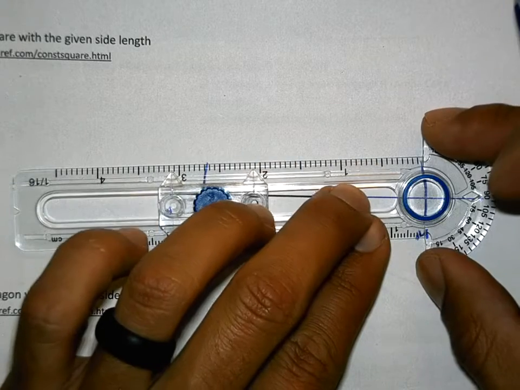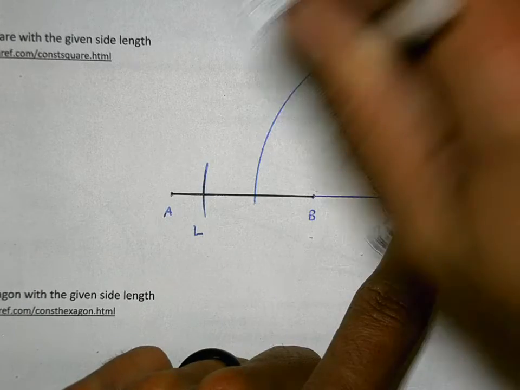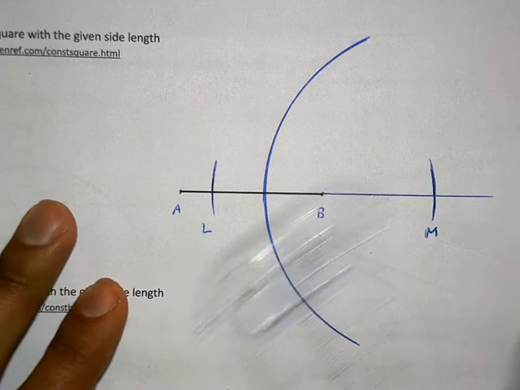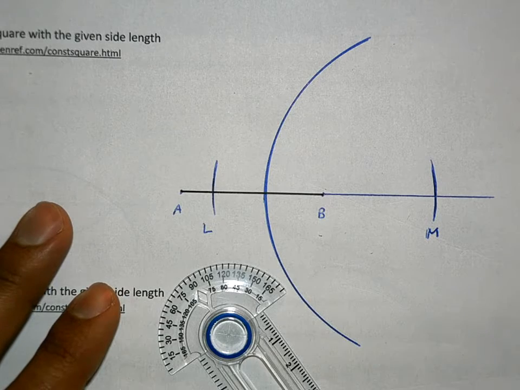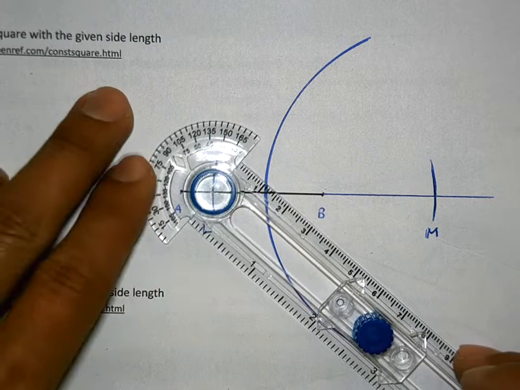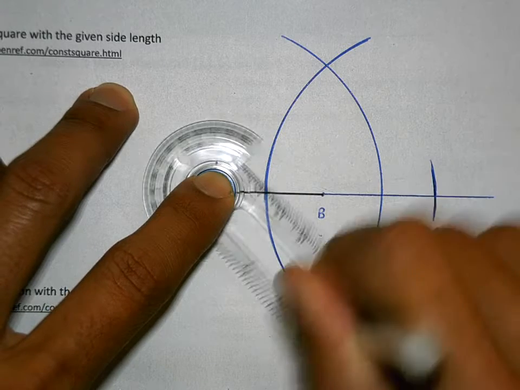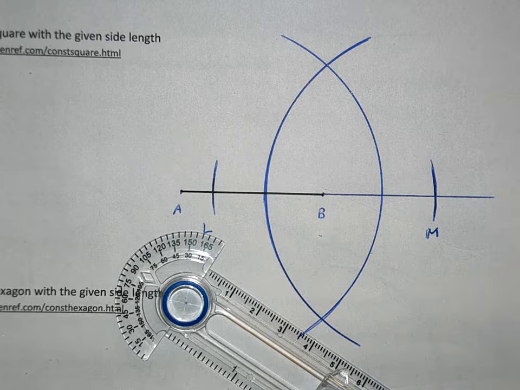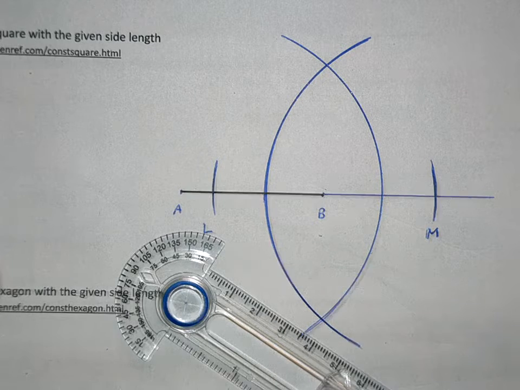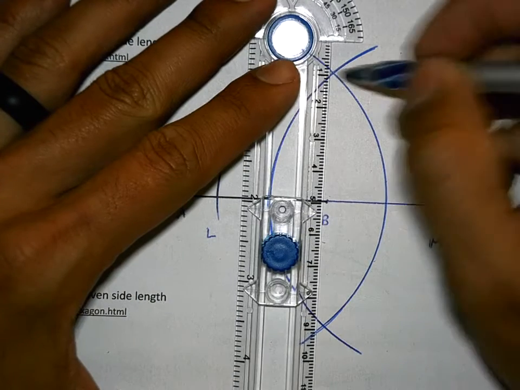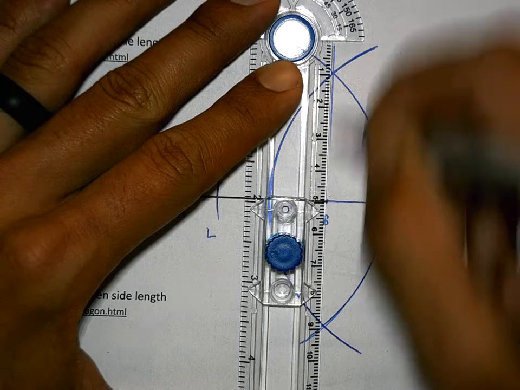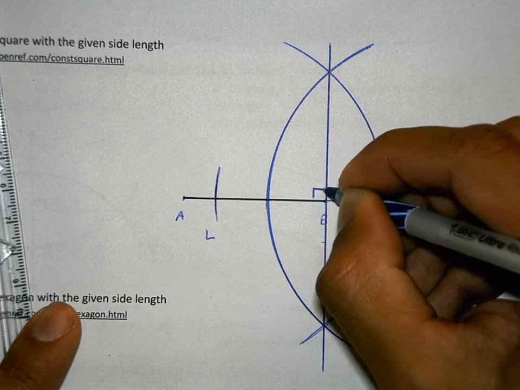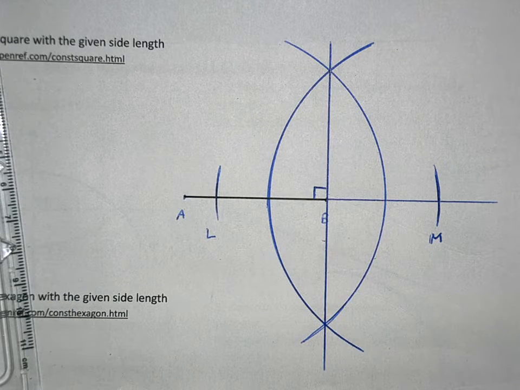What I'm going to do next is create that semicircle from M. Make sure it goes above B and below B. And then the same thing from L. If we're doing this right, what we are going to have is a perfect right angle that goes through B. Now we have the right angle symbol right there. That is a perfect perpendicular right angle, which is what we need for a square.